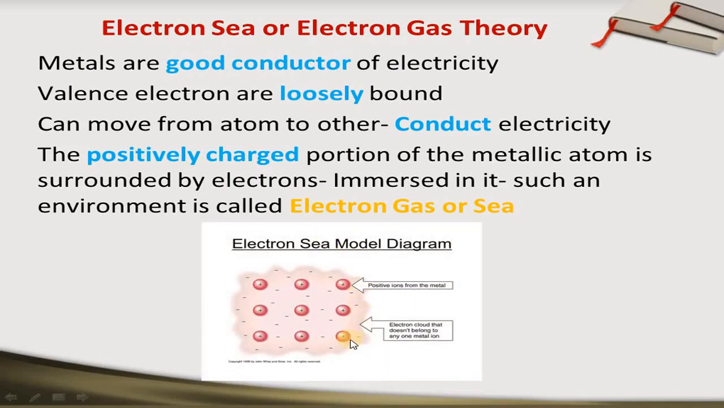Have a look at this figure. This is the electron sea model diagram. These are the positive ions from the metal, and this is the electronic cloud that doesn't belong to any one metal ion. This is the pool of electrons, the sea of electrons, in which the positive charges of the metal atoms are immersed. And due to this nature, metals are good conductors of electricity. Due to these free electrons, metals can conduct electricity.